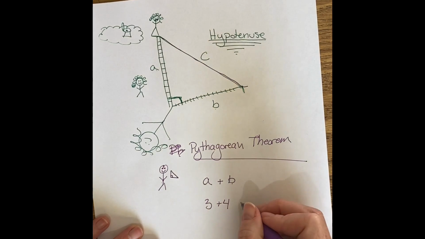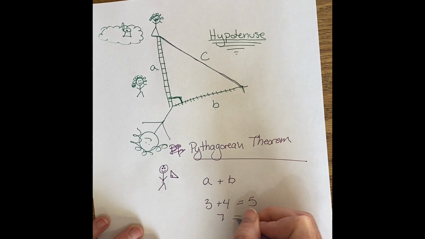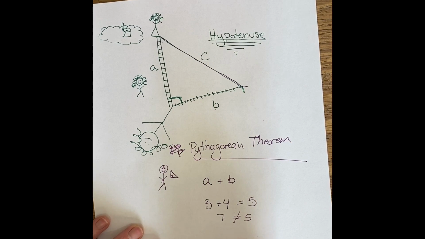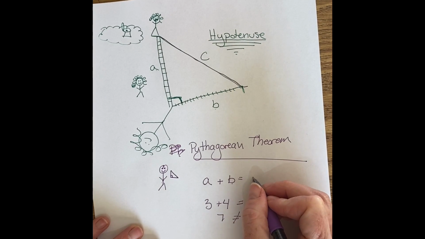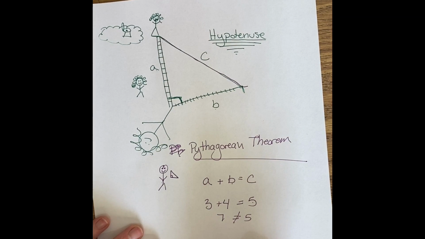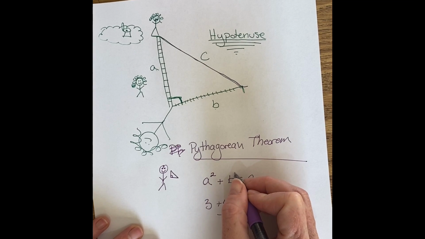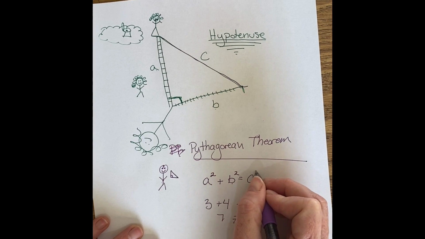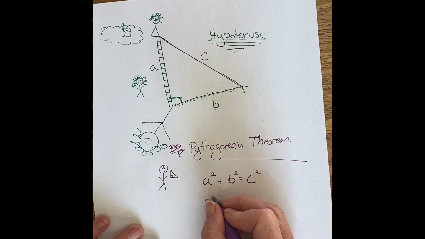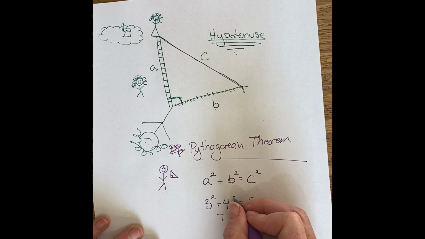Now, if I just add 3 and 4, that equals 7, and the hypotenuse was 5, and they do not equal each other. And what in the world? But do you remember what happened when we squared them? When we squared them, then they equaled each other. 3 squared plus 4 squared did equal 5 squared.